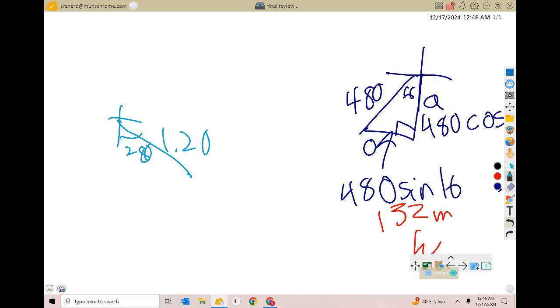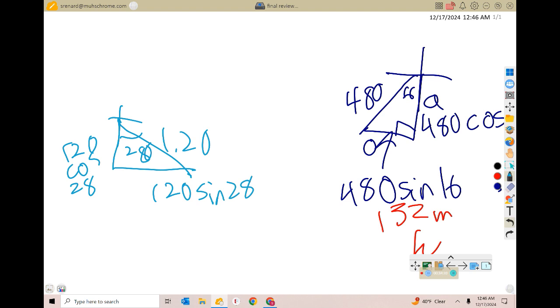Yeah, 28 degrees east of south. Okay. So we want to find this triangle right here. Again, this side is going to be 120 cosine 28. This is going to be 120 sine of 28. I'm sorry about the handwriting.